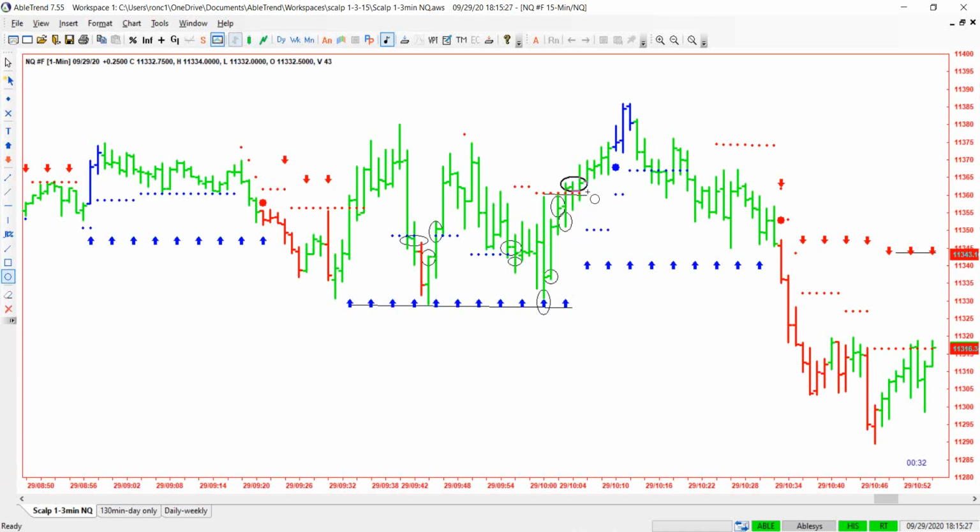Now, what about these? These are losers. No, we didn't take them. They closed above the red dot. Remember, red down, blue up. That's all it is. Please keep it simple.